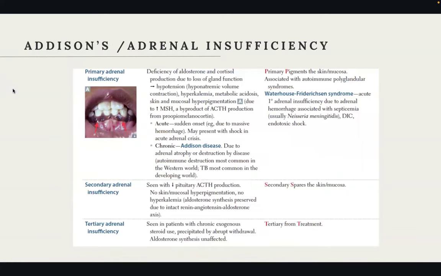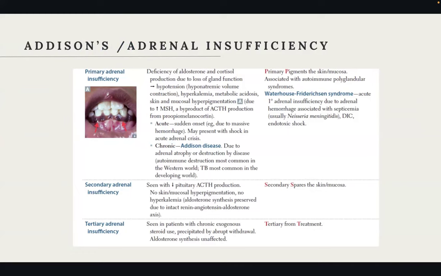Addison's disease or adrenal insufficiency. Now, in this case, I have a problem with both aldosterone and cortisol. Both of them are going to be deficient. Now, in Cushing's, it was a high cortisol. In Addison's or adrenal insufficiency, I have a deficiency in aldosterone and cortisol. Now, I could have it two ways. This deficiency can either be acute or chronic.